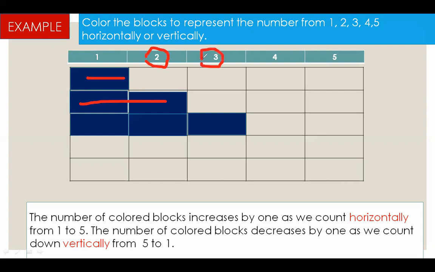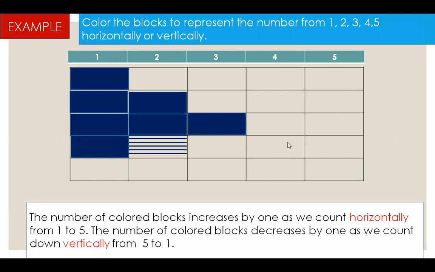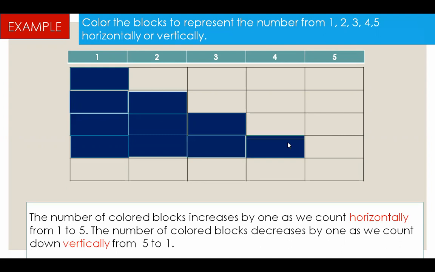For number 3, we have to color blocks up until here. So it should be pointed up to this area. Okay, students? All right, so now let's have 4. 1, 2, 3, 4. That means we color the blocks up until 4. So it should be on this line. Okay? Make sure you color up until this line.